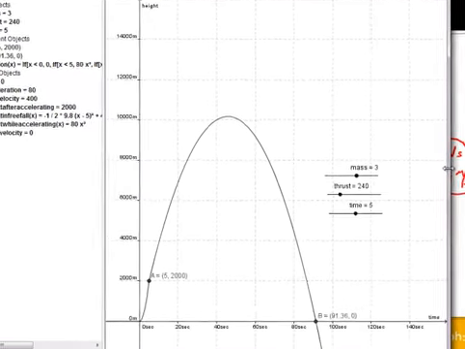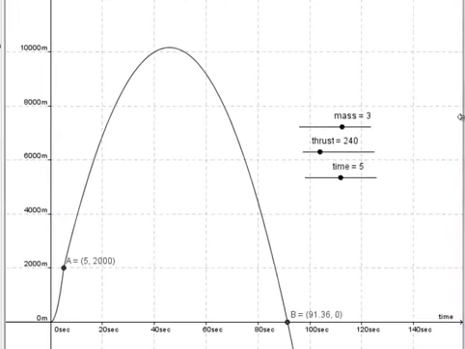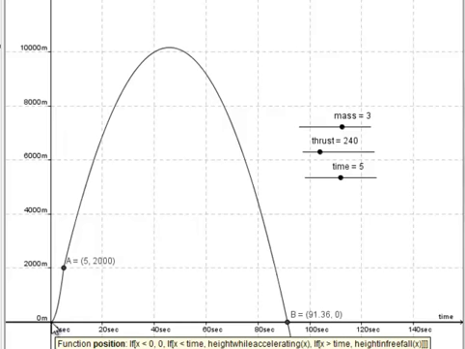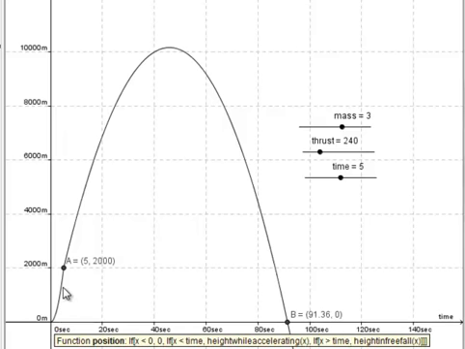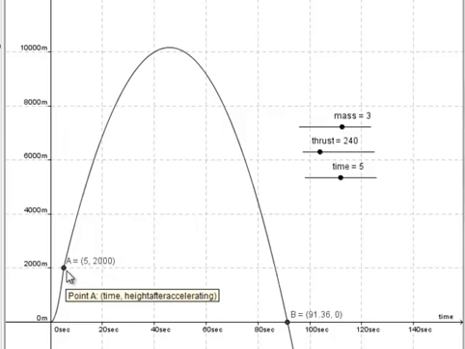Here's the graph, and it's set up currently for the specifics of this particular problem. Notice the mass of the rocket was 3 kilograms, the thrust is 240 newtons, and the time, that is the amount of fuel that we had, was 5 seconds. For the first part of the trip, its position increases very quickly to about 2,000 meters. At this point in time, 5 seconds into the trip, it's already 2,000 meters into the sky, or just over a mile high.